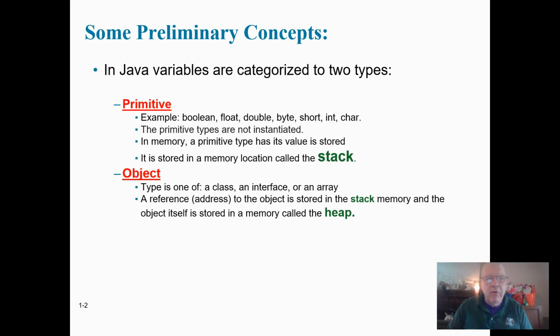There are two types of variables in Java: primitives, which are the 8 primitive types: booleans, floats, doubles, ints, and so forth, and objects. An object type could be a class, an object of a class. It could be an interface. It could be an array. And a reference to each of these object types is stored in the stack, and the object itself, the array, the interface, or the class, is stored in the heap. A primitive is just stored in the stack.